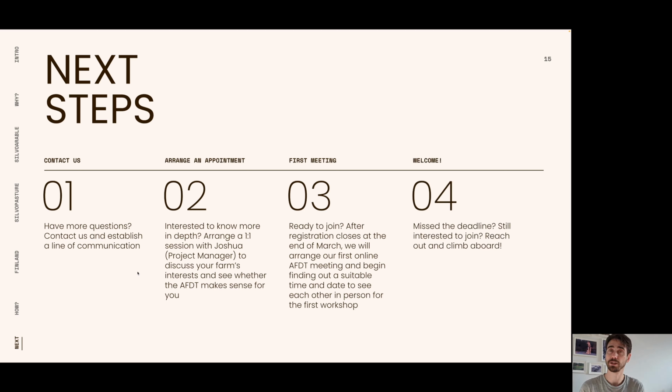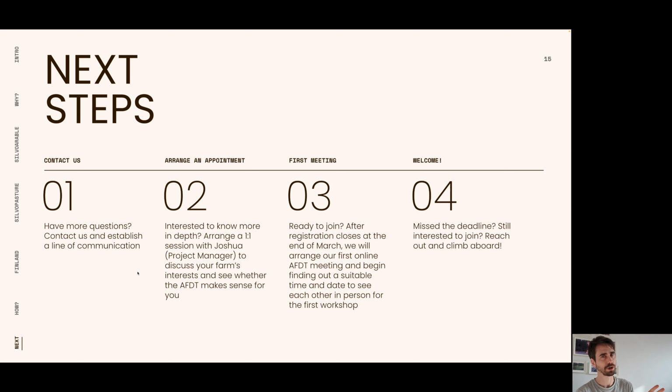Now, the project does run until the end of 2026. So if you miss this initial membership drive or this sign up for the agroforestry design team, you can join later. Hopefully not too much later that you've missed some of the key workshops, but we're definitely flexible and we want to help as many farmers as we can. So don't feel excluded because maybe you saw this and you got interested at a later date.